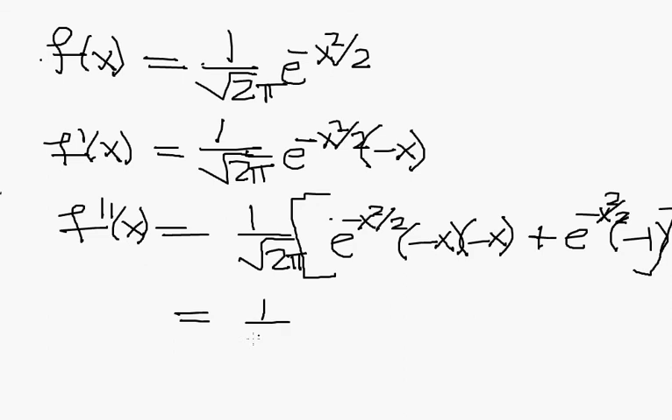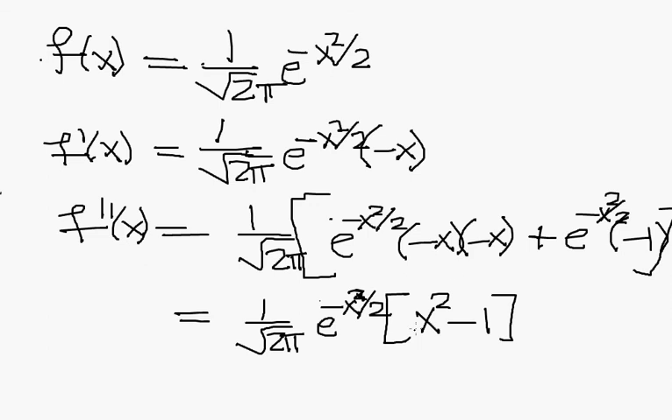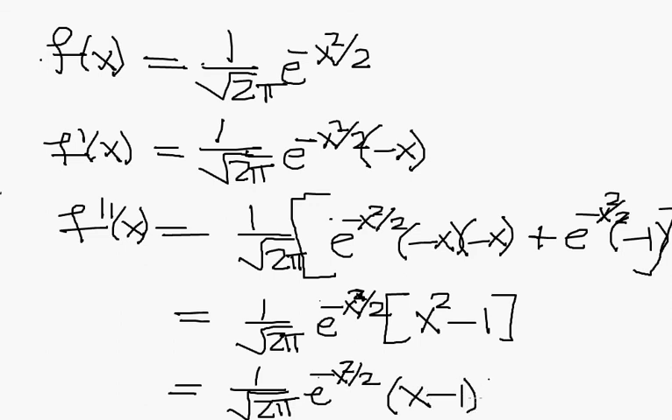And so factoring, we get 1 over square root of 2 pi e to the minus x squared over 2 times x squared minus 1. Negative x times negative x gives me x squared, and the negative 1 comes here, equals 1 over square root of 2 pi e to the minus x squared over 2 times x minus 1 times x plus 1.